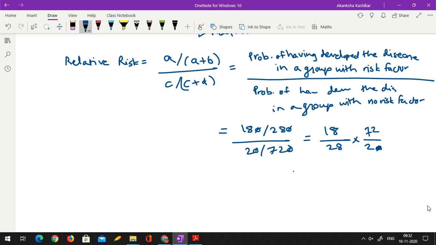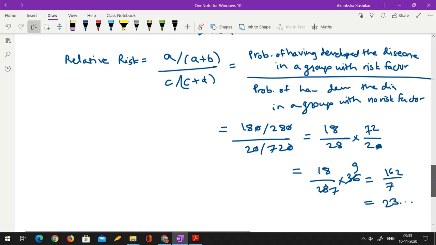So this would become 18 upon 28 into 36. So 162 divided by 7. So this is roughly 23 point something. Okay, as I said, my numbers are arbitrary, so these values are huge. In reality, they may not be that big. Okay, so we are kind of saying that smokers have almost 23 times more probability or more chances of developing lung cancer than non-smokers.